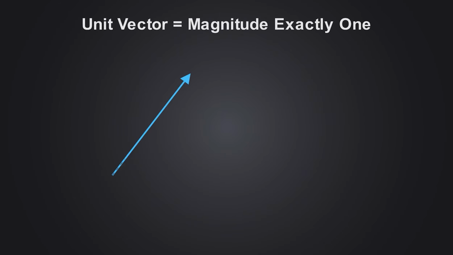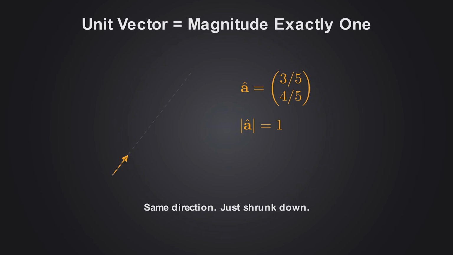Now, unit vectors. The spec specifically calls these out. A unit vector is a vector with a magnitude of exactly 1. So you've got a vector going 3 right, 4 up with a magnitude of 5, and you want the unit vector in the same direction. So you just divide everything by 5. Now it's 3/5 right, 4/5 up. Magnitude is now 1. So same direction, but just shrunk down.